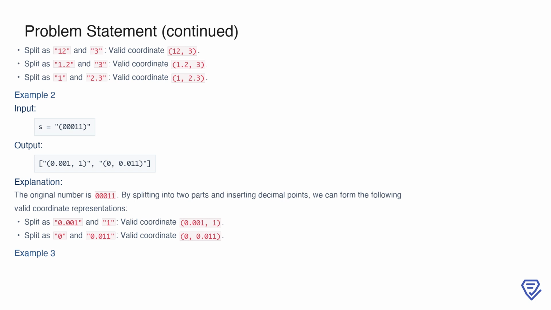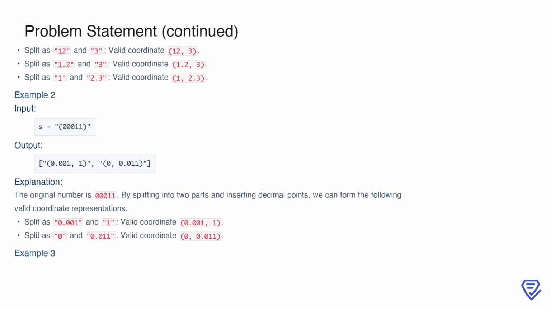Inserting a decimal point into the first part, we can split as 1.2 and 3 to form the coordinate (1.2, 3). Similarly, placing the decimal point in the second part, splitting as 1 and 2.3 results in the coordinate (1, 2.3). Each of these pairs is valid because they adhere to the rules for decimal numbers.